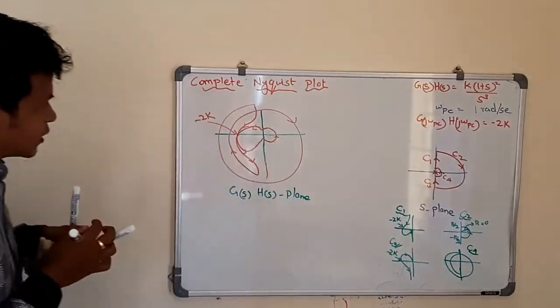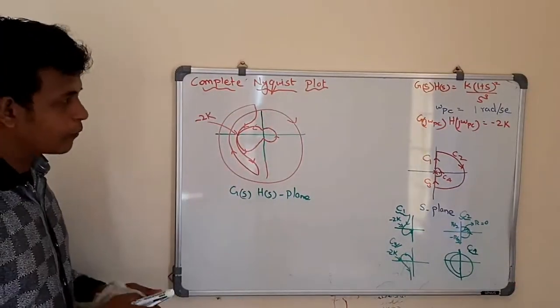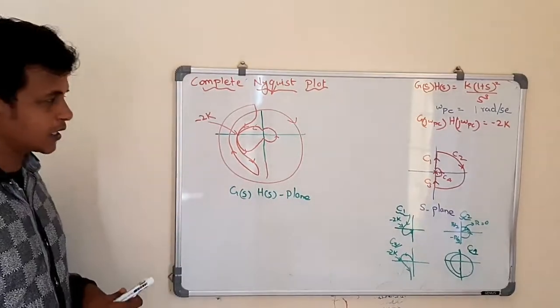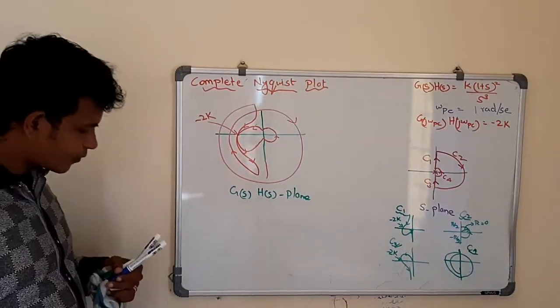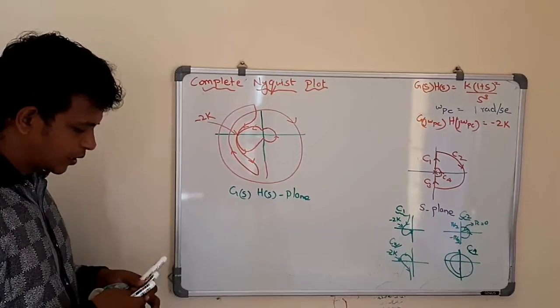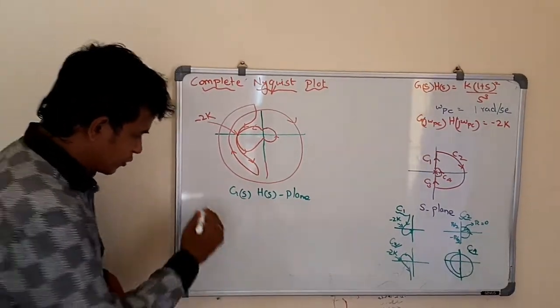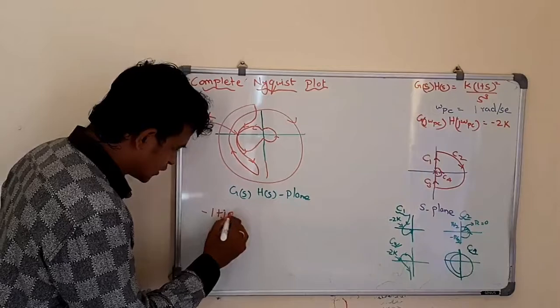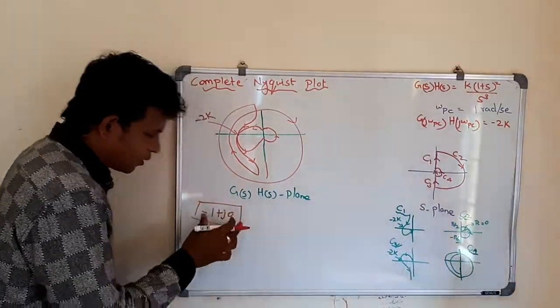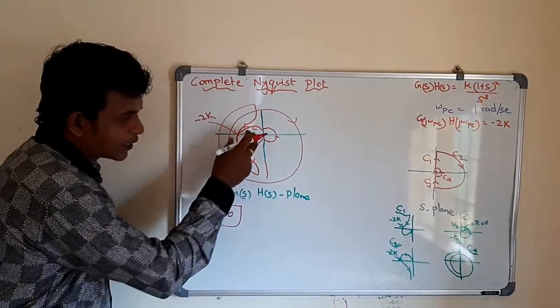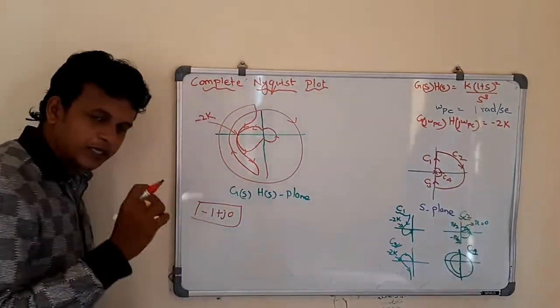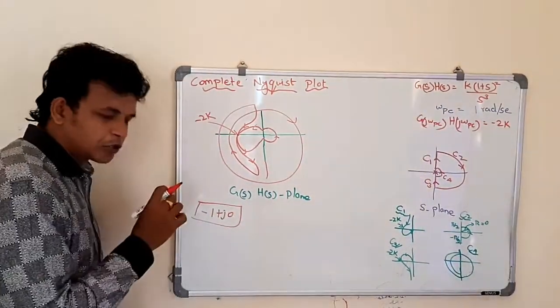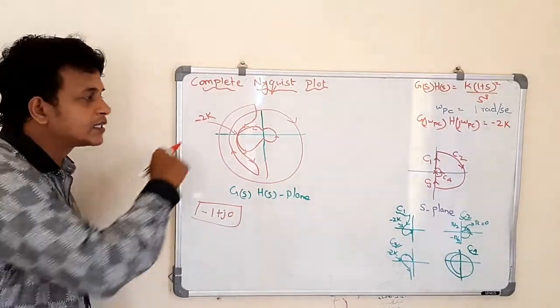Now we have to find the range of K for stability. Okay, so for stability we have to consider a point called minus 1 plus j0. It is a point on the real axis because the imaginary value is 0. This point should be identified, and we have to find the encirclements of the plot around this point.